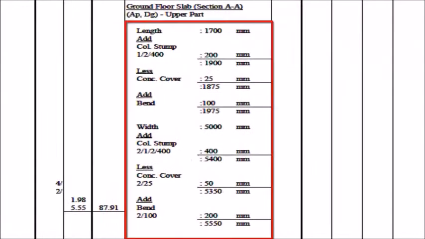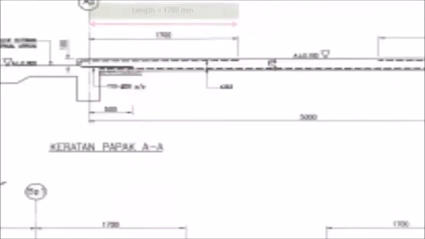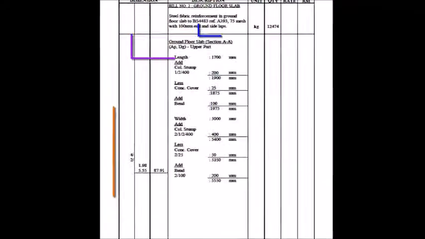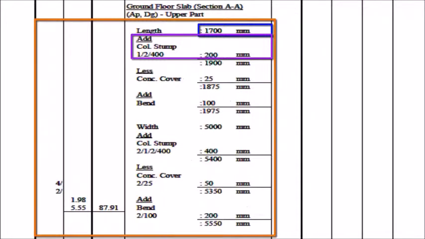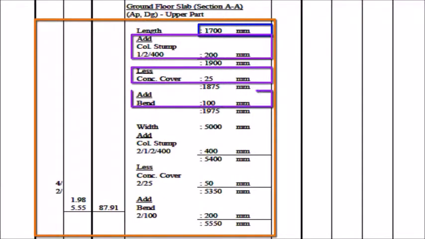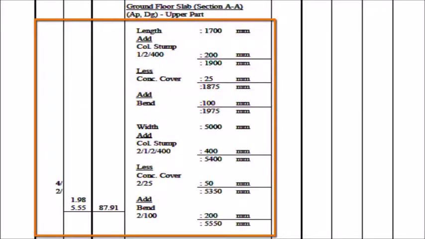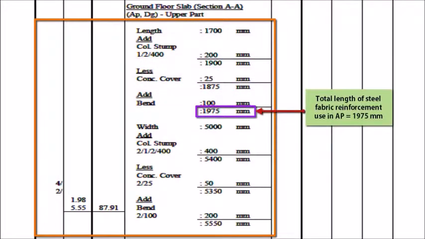Now, to calculate the actual length of steel fabric reinforcement located at AP, from the plan we will have the length, which is 1,700. Add half of a column stump. Then less one concrete cover, and add a bend of 100 mm as described in the ground floor slab detail plan. Then, we will get the total length of steel fabric reinforcement.